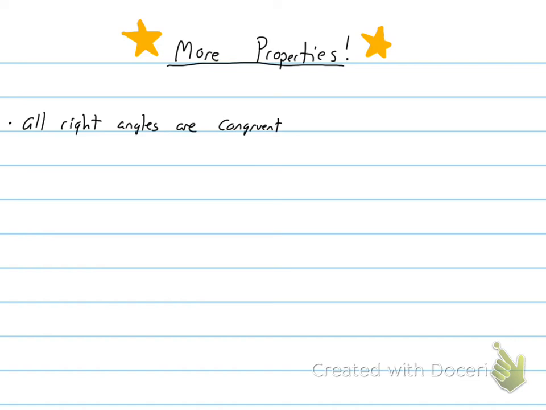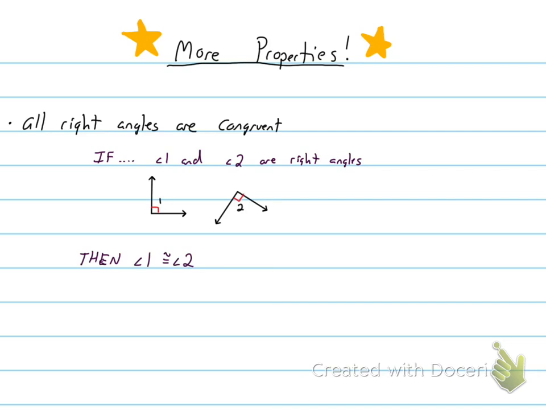Now there's one more property that I want to talk about. It might seem pretty obvious and straightforward, but it's that all right angles are congruent, and we'll use that a decent amount in some upcoming chapters. So I'm going to look at an if-then statement here. If angle 1 and angle 2 are right angles, then I can assume that angle 1 is congruent to angle 2. And that's because if you're a right angle, you're 90 degrees. And as we know, angles with the same measure are congruent. So if angle 1 is 90 and angle 2 is 90, they have the same measure, they're congruent angles.